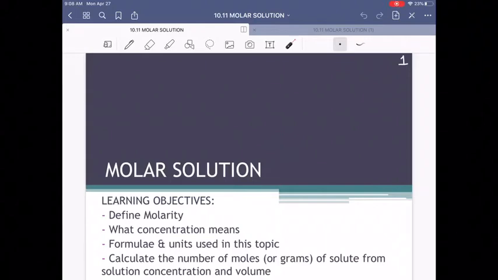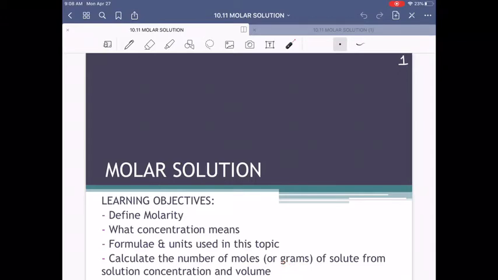Hello everyone, in this video we're going to learn about molar solution. The first learning objective is to define molarity, what concentration means, and the formulae and units used in this topic. Lastly, calculate the number of moles or grams of solute from solution concentration and volume. This learning objective is in your learner's guide, the one I have printed for you with the checkbox.